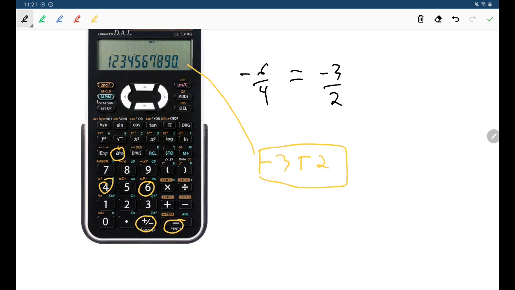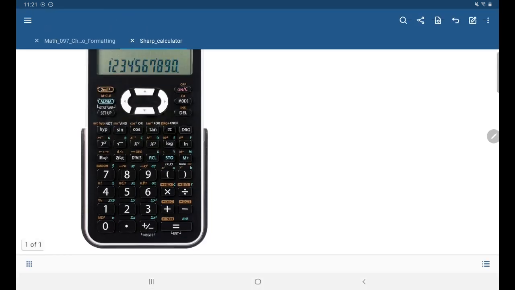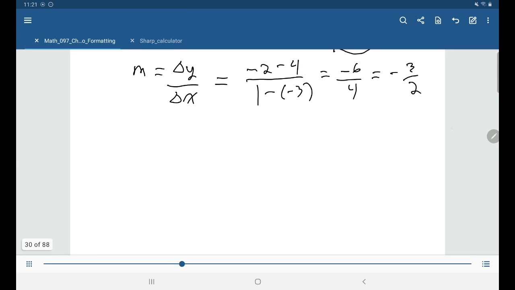And that's for any fraction that you're working with. If you enter it in and hit equals, the calculator always gives you that fraction in simplest terms. One more reason to love the calculator we have. All right, so we have our slope.